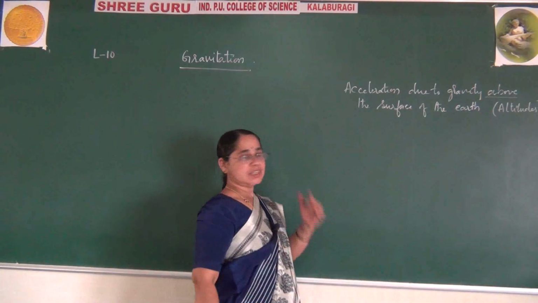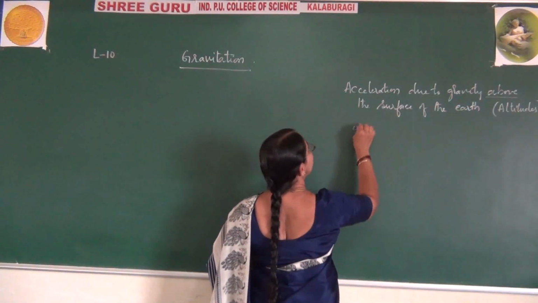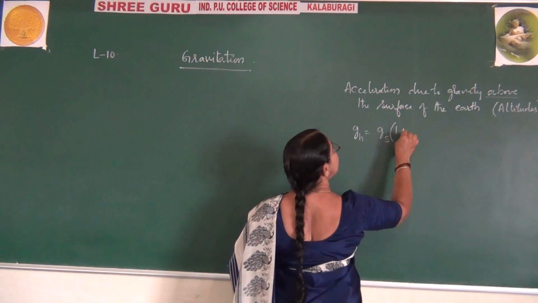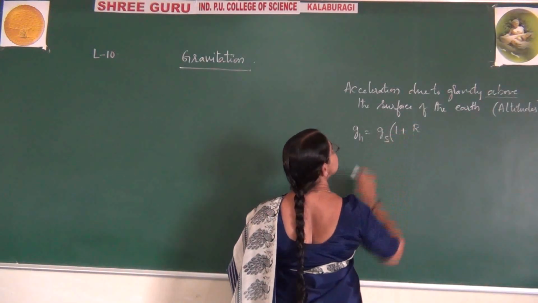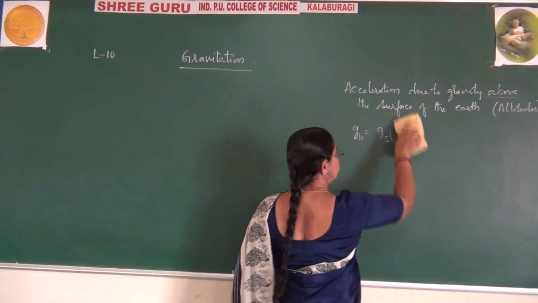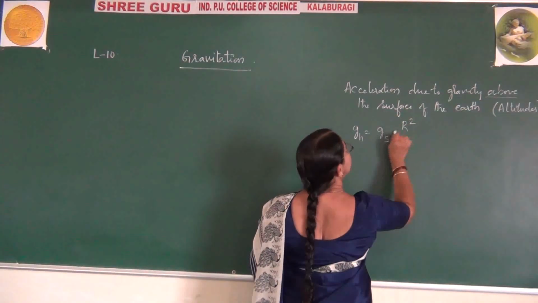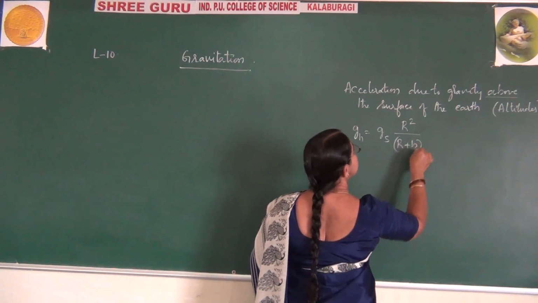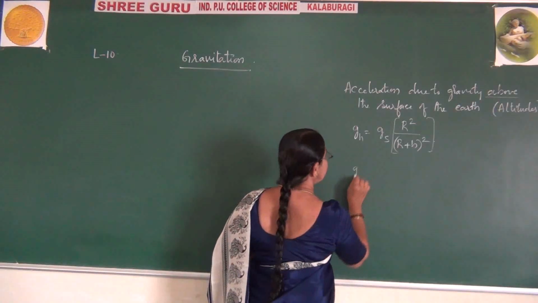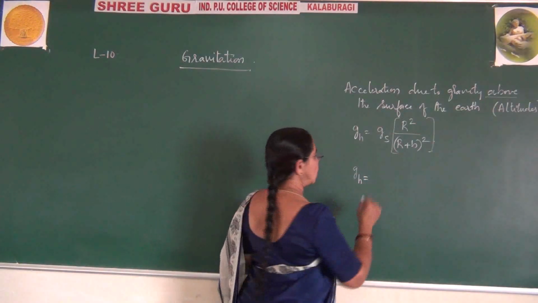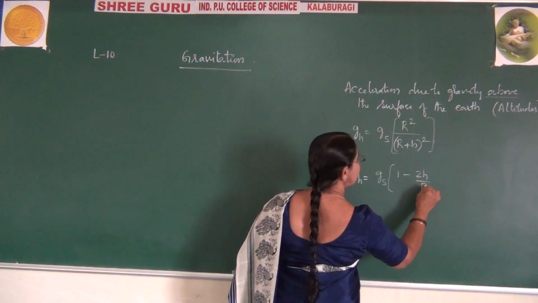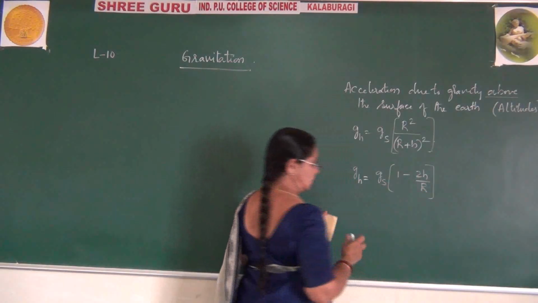Okay, so when you observe this formula, there you have written one formula. One is, that is gh is equal to gs into (1 plus h over R) whole square. This is nothing but, just a minute, this is gs into R square divided by (R plus h) whole square. This formula we have learnt. And also I have given the final expression where gh is equal to gs into (1 minus 2h by R). This formula we have learnt.